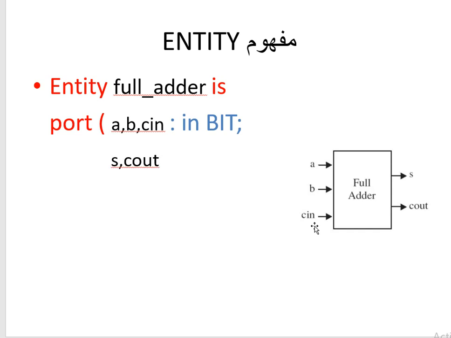S and C out, both of them are output. Out and bit. Out as signal mode and bit as signal type. And then end full adder. It is really the entity of the circuit. It is how to write the entity declaration.